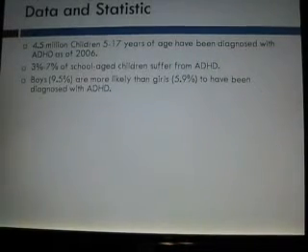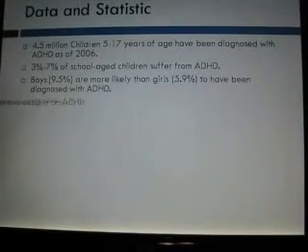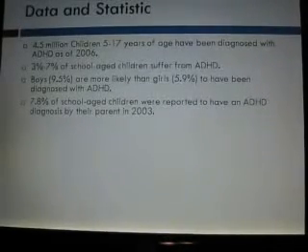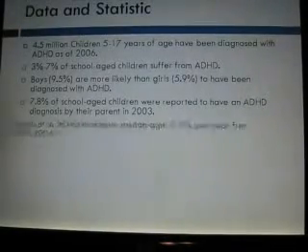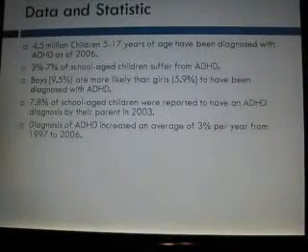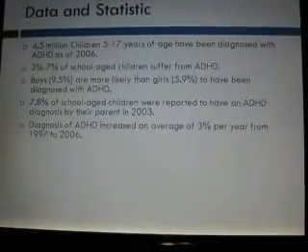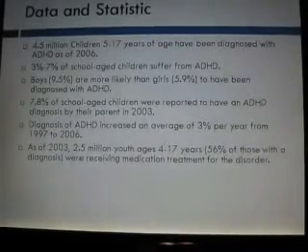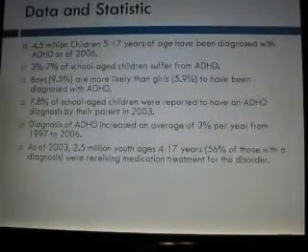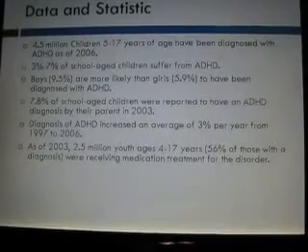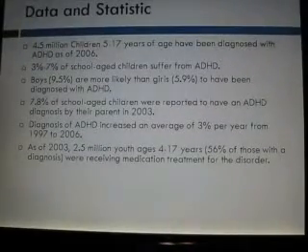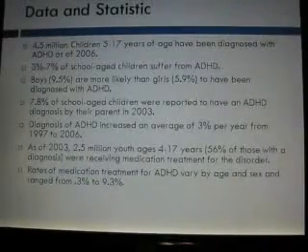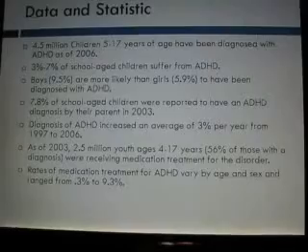Boys are more likely than girls to have been diagnosed with ADHD. 7.8% of school-age children are reported to have an ADHD diagnosis by their parent in 2003. Diagnosis of ADHD increased an average of 3% per year from 1997 to 2006. As of 2003, 2.5 million youth ages 4 to 17 years, 56% of those with the diagnosis, were receiving medication treatment for the disorder. Rates of medication treatment for ADHD vary by age and sex and range from 0.3% to 9.3%.